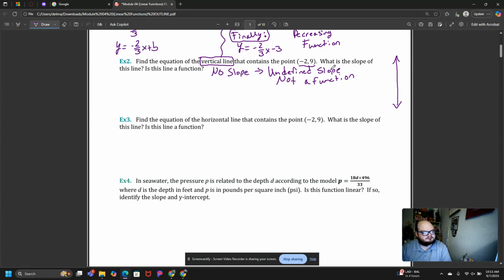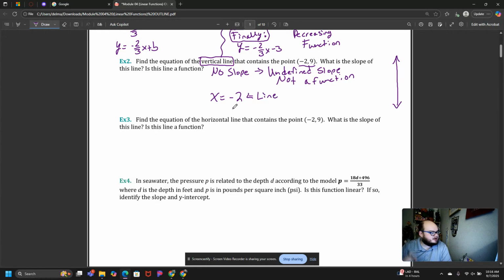You can also think about this as going over 0. You're going up but over 0. And we know we can't divide by 0 because that messes up a function. So it's also why this isn't good. Now we can write the equation. The equation for a vertical line is always just the x coordinate of your point. So this is the x equals -2 line.